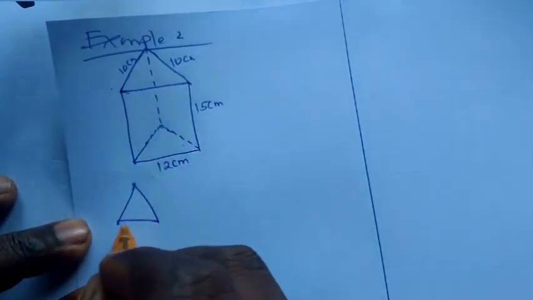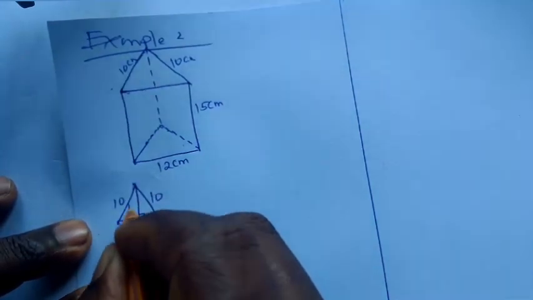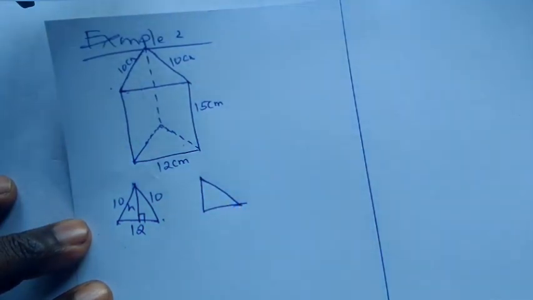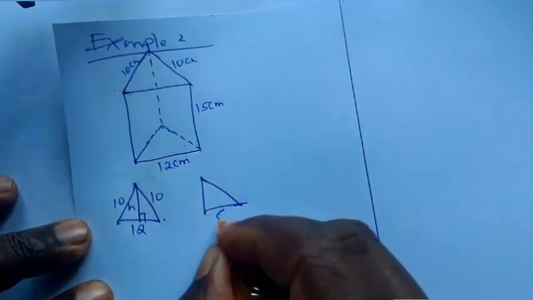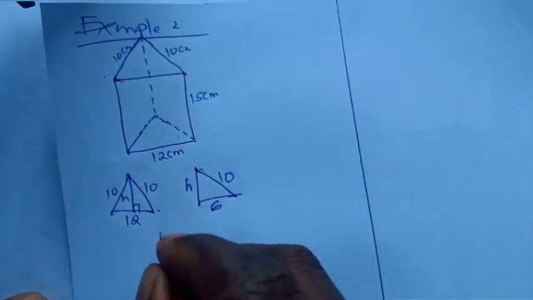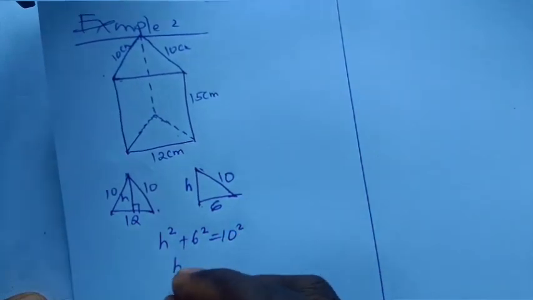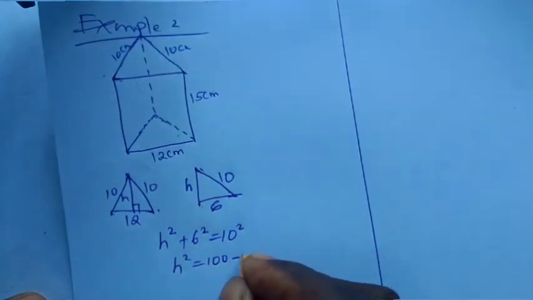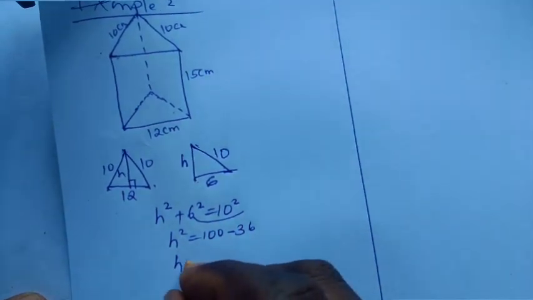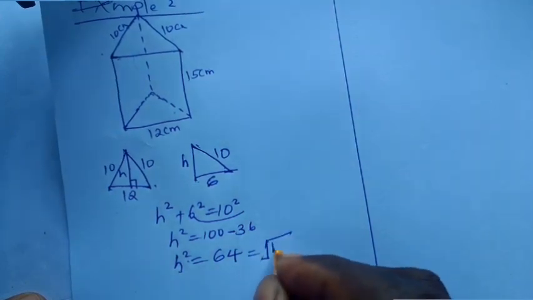Extract the triangle here. From here up to here is 12. This is 10 and this is 10. Divide it into 2 to get the height. So we will have a right angle triangle of this nature, whereby from here up to here is 6, from here up to here is 10. So we want height. So height square plus 6 square will be 10 square, meaning that height square will be 100 minus 36. You take this to the other side. It means that h squared is equal to 64. So to get h, you find the square root of h square.